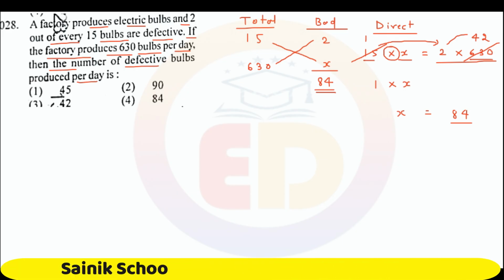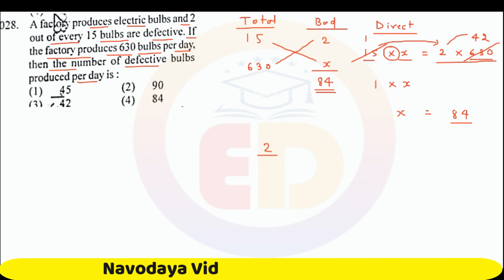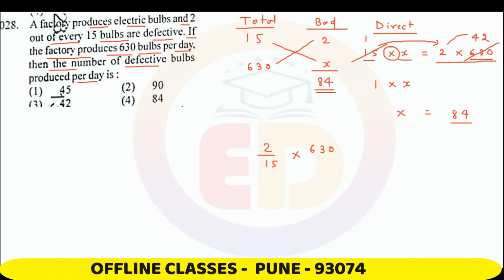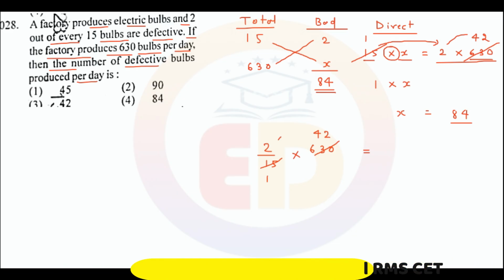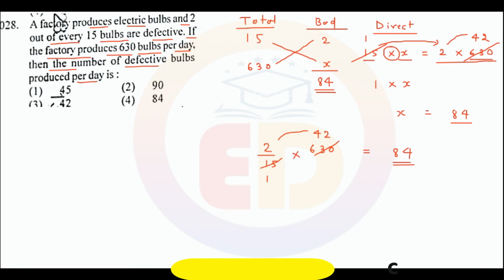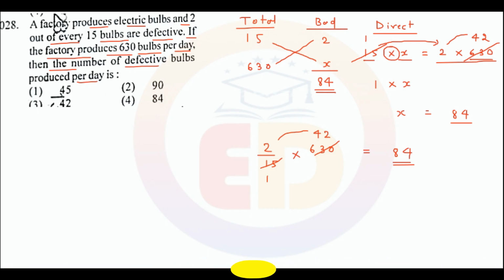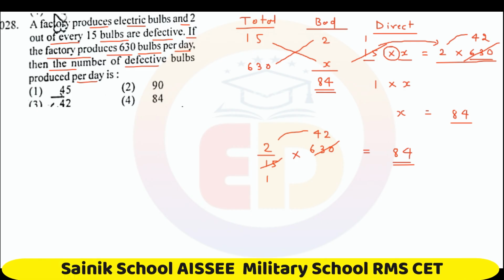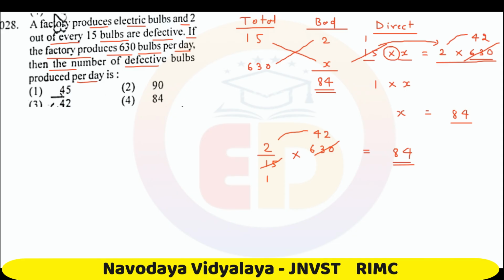Another way of doing this question is, since 2 out of every 15 bulbs are bad, then you multiply it by 630 directly to get the answer. Again you cancel 15 ones are 15, 15 4s are 60, 15 2s are 30. Same way you will get the same answer, which is 84. Both the approaches are perfectly fine, but the first approach is a way of applying the direct variation, makes the question very easy. Answer is option number 4.